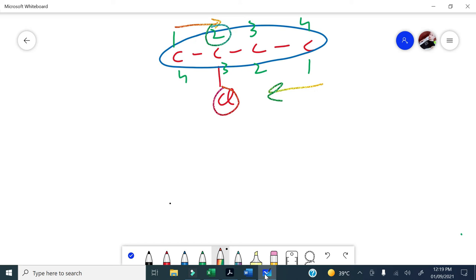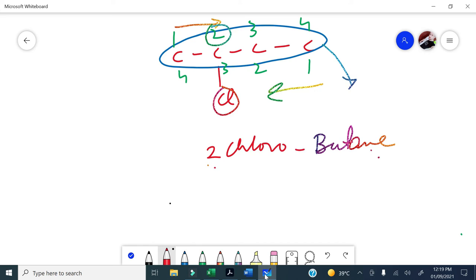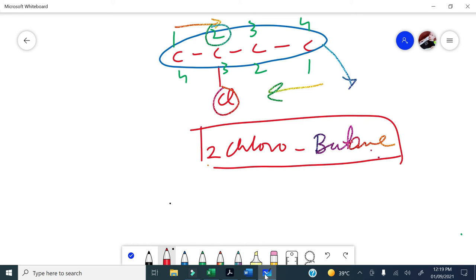So how do I get the name? First of all, the longest chain, what is the name of this? This is butane because 4 carbons are there, and 4 carbons have a single bond, that's why it's butane. And chlorine is at position 2, so we write 2-chlorobutane.